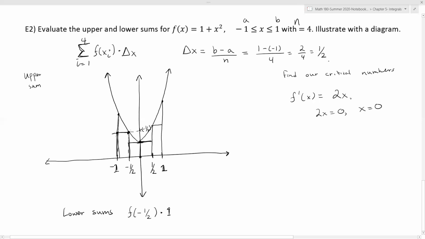Then we'll pick f of 0 times 1. And then we use actually f of 0 twice. So plus f of 0 times 1. And then we've got up here at 1/2. So plus f of 1/2 times 1. Okay. Not 1, 1/2. You're absolutely right. It should be times 0.5 because the interval is 0.5.